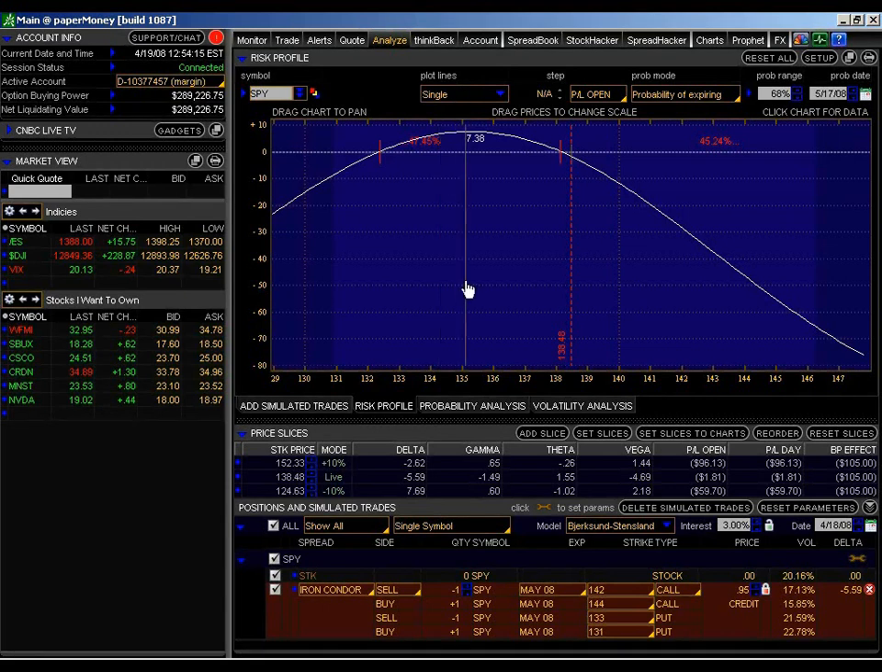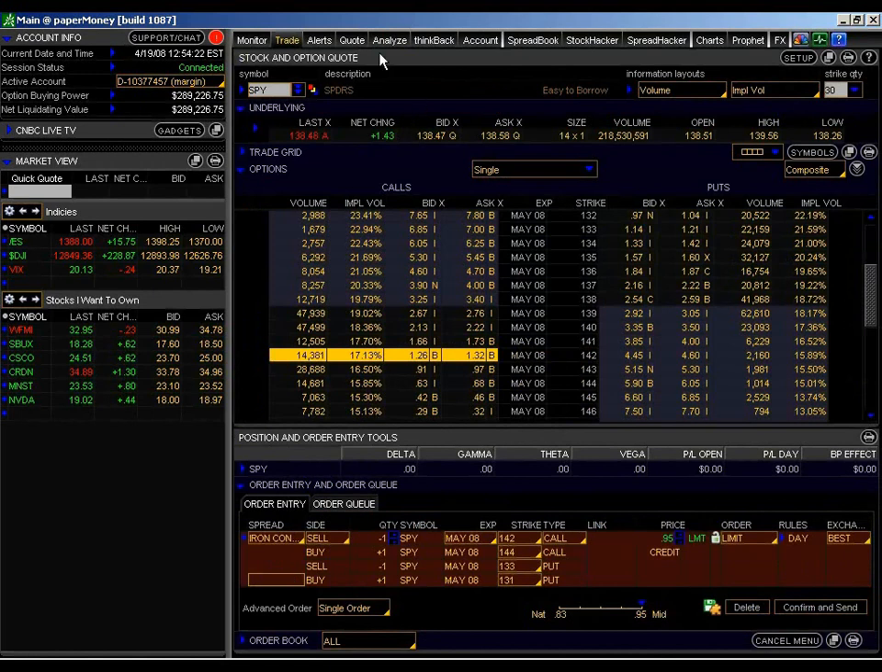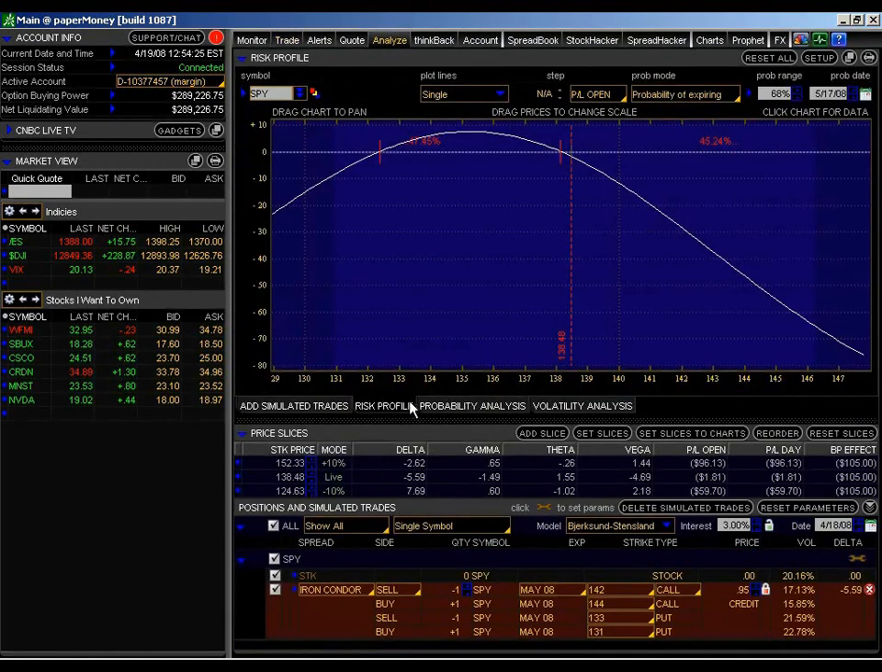Now, when you're analyzing a trade for the very first time, we went to the trade tab, we right-clicked, and we came over to the analyze tab automatically, and it brings up this risk profile graph. The risk profile graph gives you an idea of the probability of the profit and loss at the current time, based on its current price. It doesn't really give us that much information.